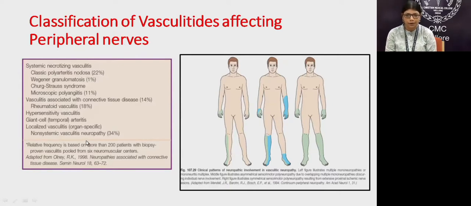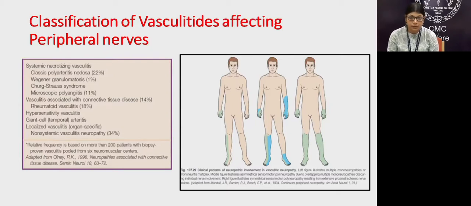That means all your ESR, CRP, ANCAs might come back negative. Only on biopsy we might see it as a vasculitic neuropathy. So while dealing with a vasculitic neuropathy, we do an extensive evaluation of the systemic causes, and if all the systemic causes are coming back normal, then we can label it as a non-systemic vasculitic neuropathy and provide immunomodulation.